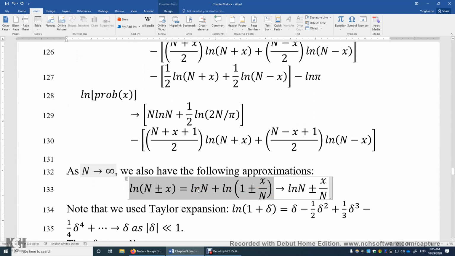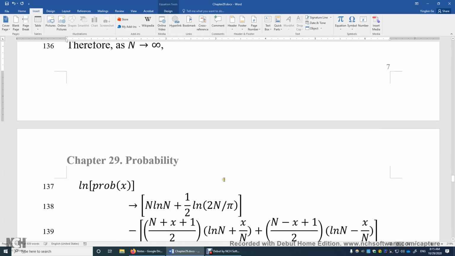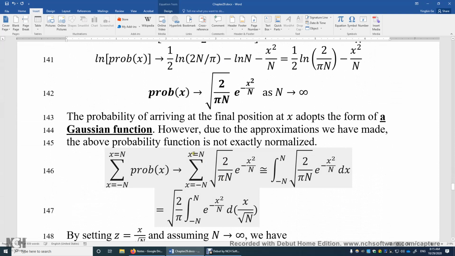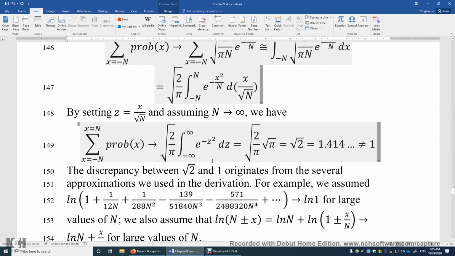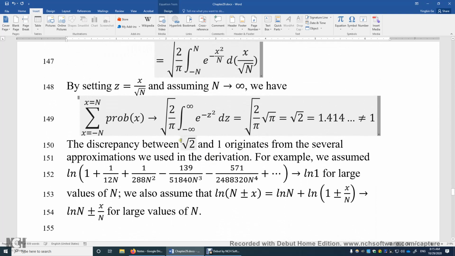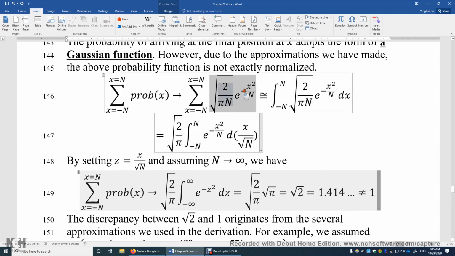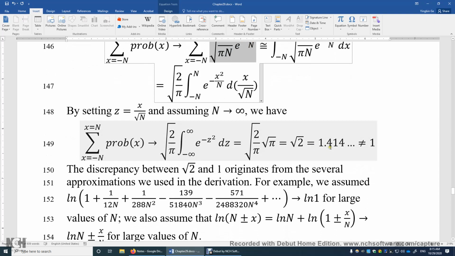This is the truncated form of the Maclaurin or Taylor expansion here. So this is also an approximation. You can do this only when x is much smaller than n. But when we do this sum, you can see x is not necessarily much smaller than n. So again, we made so many approximations. That's why our result, although it looks like a Gaussian distribution, is not exactly normalized. However, I want to say 1.5 is close enough to 1.